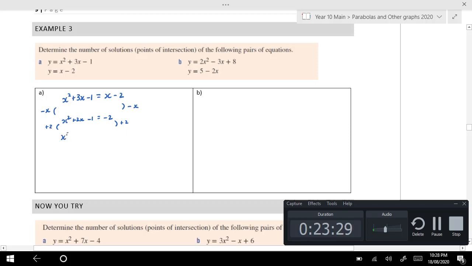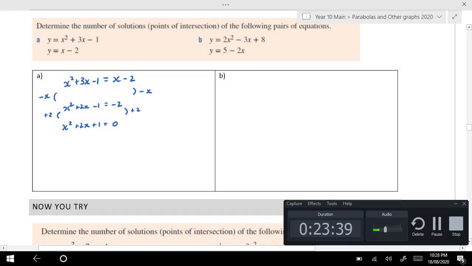And that gives us x squared plus 2x plus 2 minus 1, which is plus 1. Now, it says determine the number of solutions. We're not even asking you to find the intersection. So how do we find how many solutions there are for this? Well, I guess you could use the discriminant if you like, or we could actually just go ahead and find it. Why not? I've got two numbers which multiply to give 1 and add to give 2. Well, that's 1 and 1.